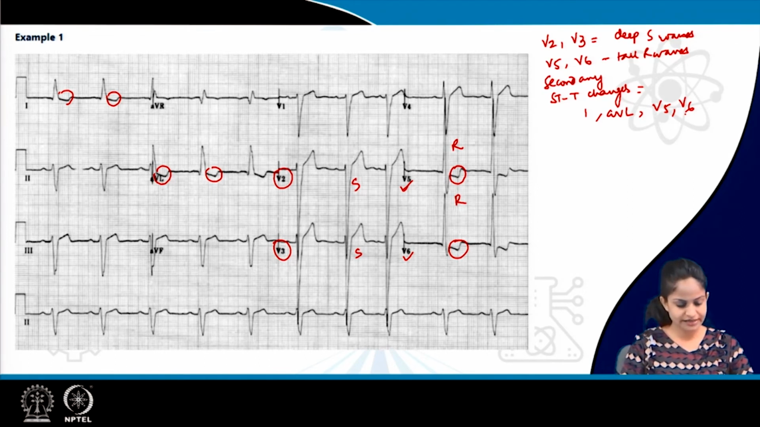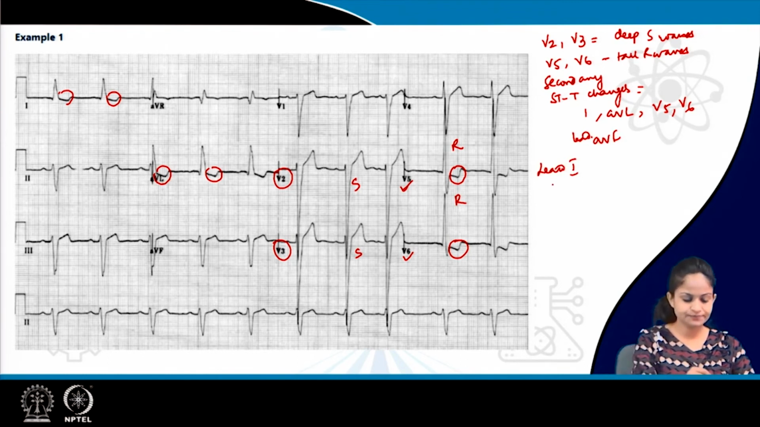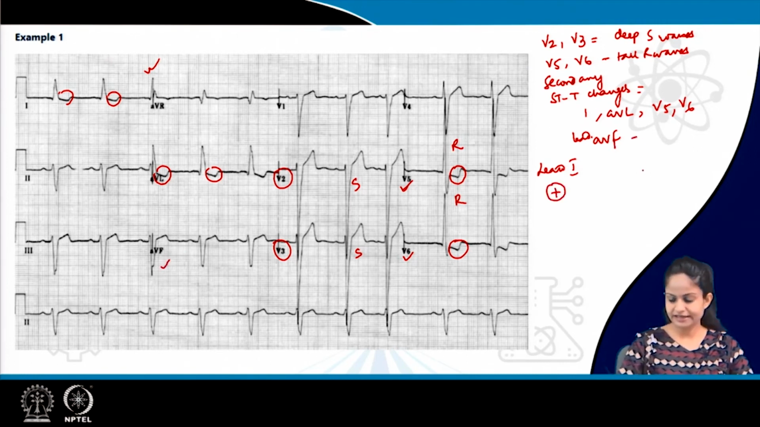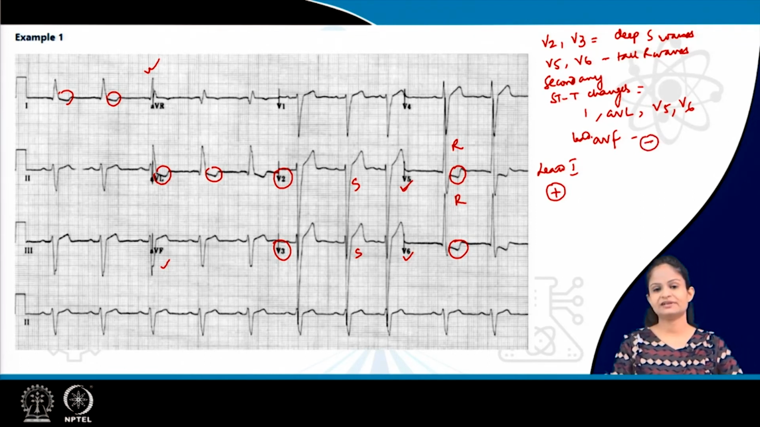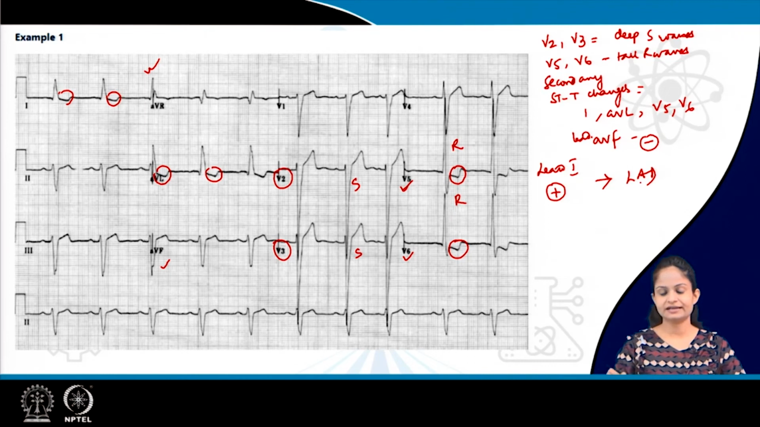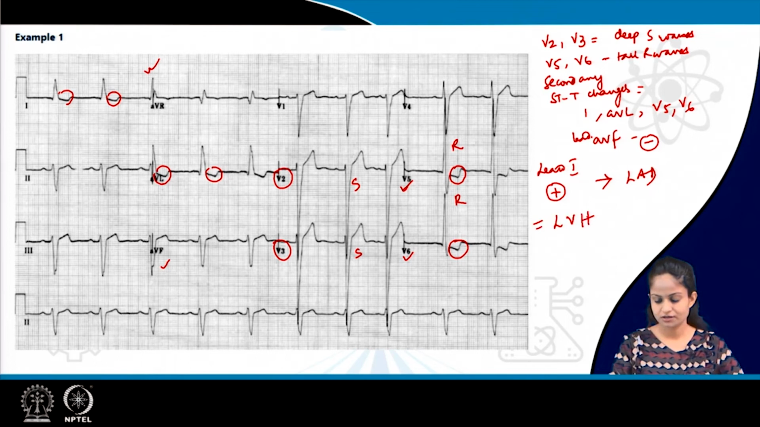If we take lead AVF and lead 1, lead 1 is showing positive deflection and AVF is showing negative deflection. Positive and negative deflections, if you remember the quadrant approach we have discussed, is nothing but left axis deviation. So, with all this, it is very much conclusive of left ventricular hypertrophy.